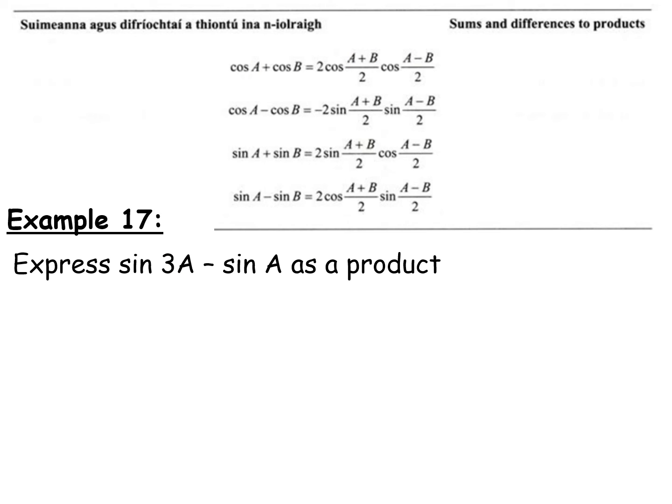So example 17, express sine of 3a minus sine of a as a product. So we're going to find a formula that works for us. So we have sine of 3a, sine of a. So we're going to use this bottom one here, which is sine minus sine. Our a in this question is 3a, and our b is a, just to be very confusing. And we end up with an answer of 2 cos of a, which is 3a, so the yellow one, plus the green one over 2.